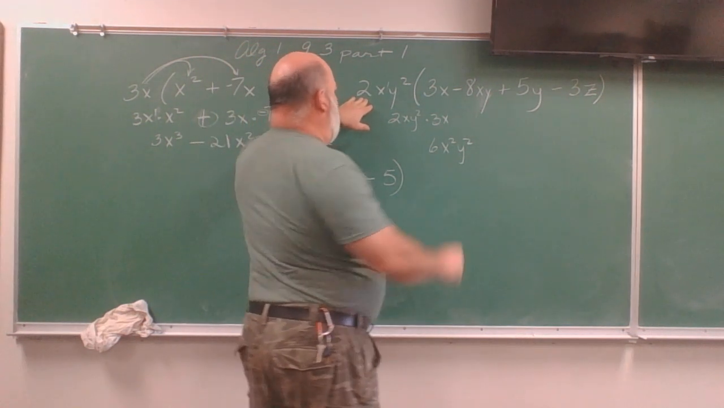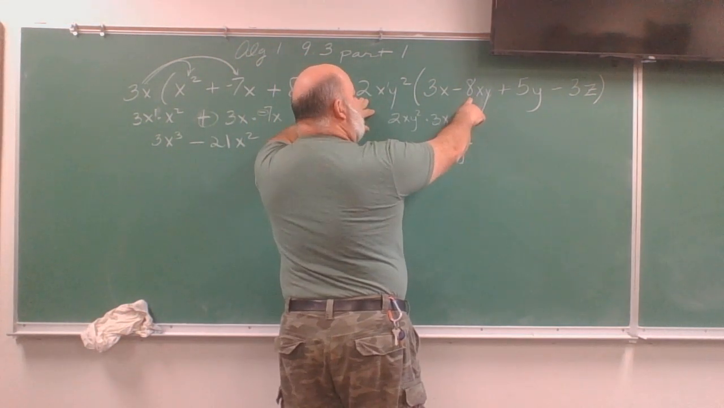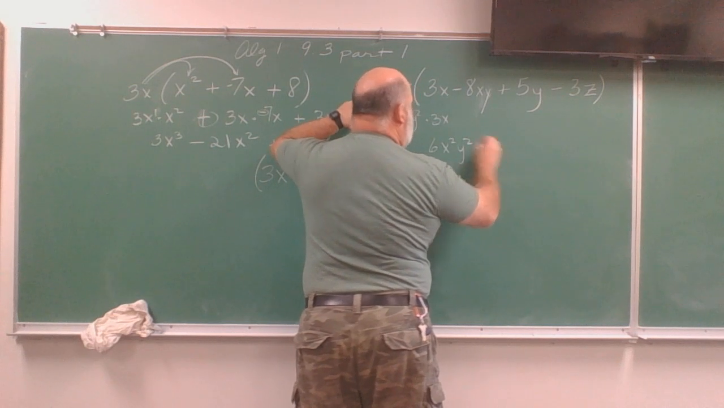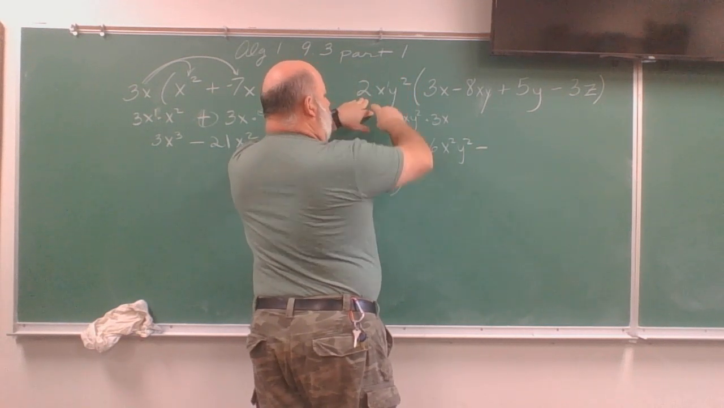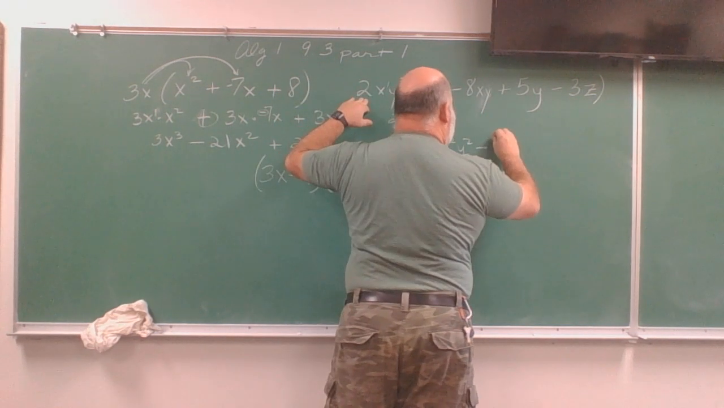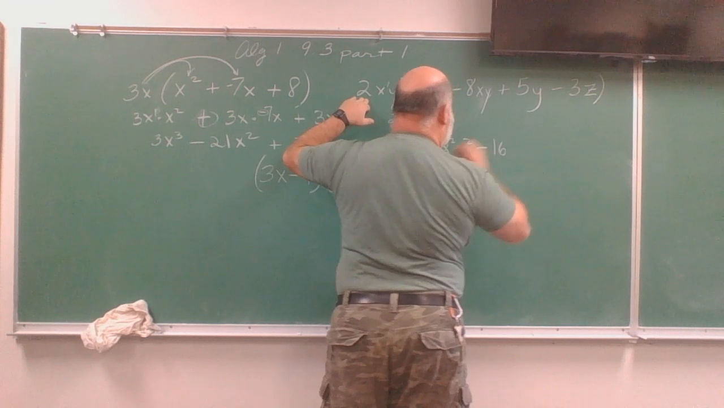In this second one, I see it's going to be 2 times negative 8. So I will get a negative value here. 2 times negative 8 is negative 16.